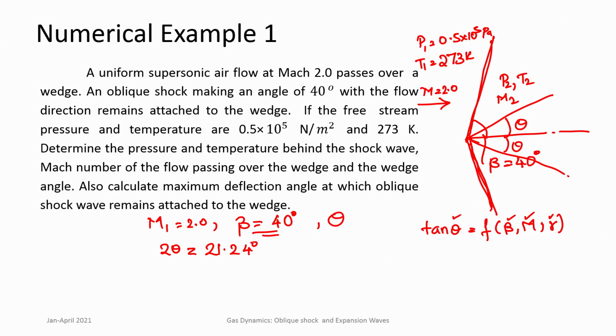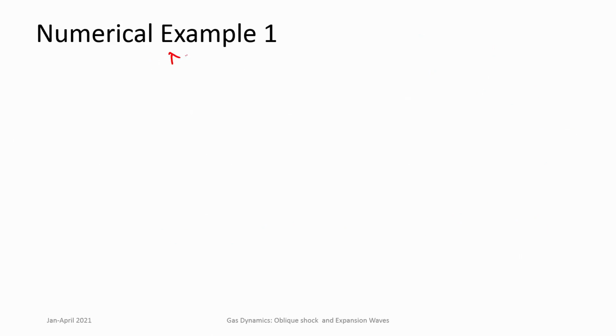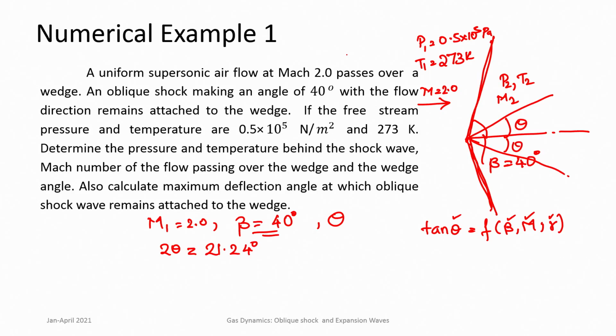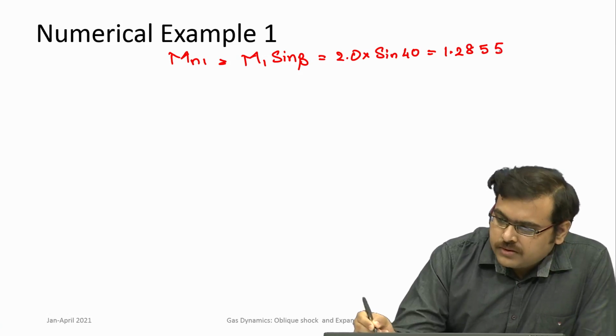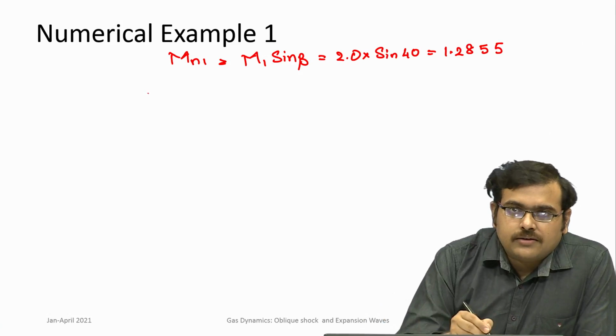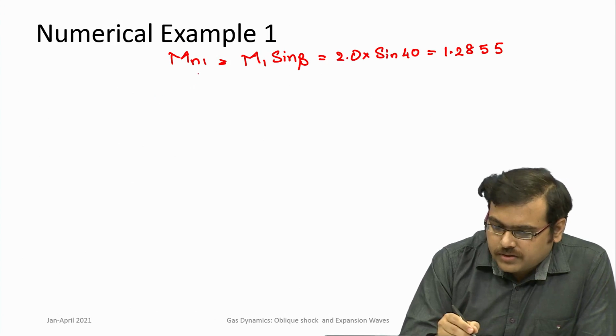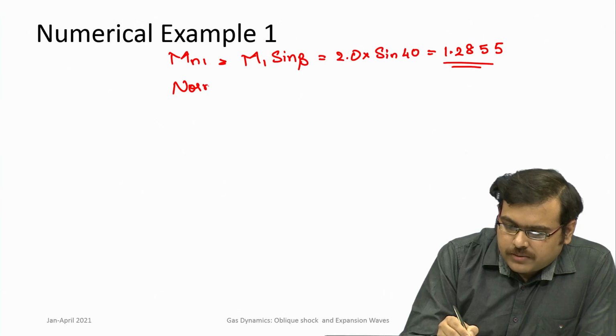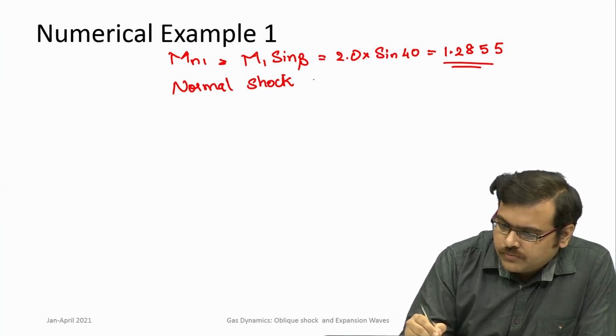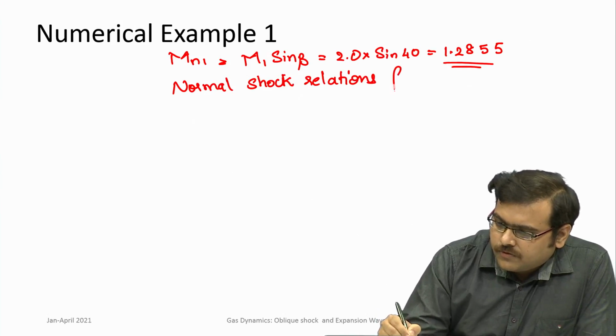Since beta is given, now we have to look at the pressure and temperature after the shock. The way to go about this is to look at the normal component of the shock. So Mn1 is M1 sin beta. The Mach number is 2.0, so 2.0 multiplied by sin 40. So Mn1 is 1.2855. Then use normal shock relations for the normal component of the shock. That is how oblique shock problems are solved. So for Mach number 1.2855, use normal shock relations for Mn1.